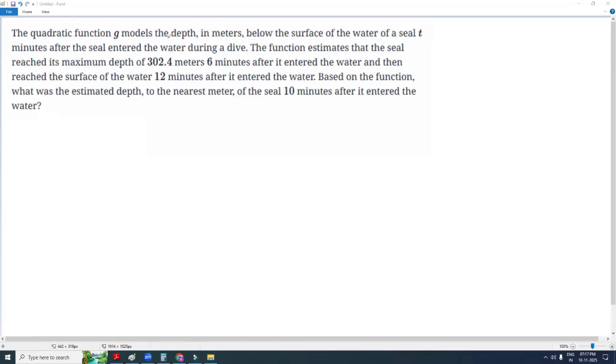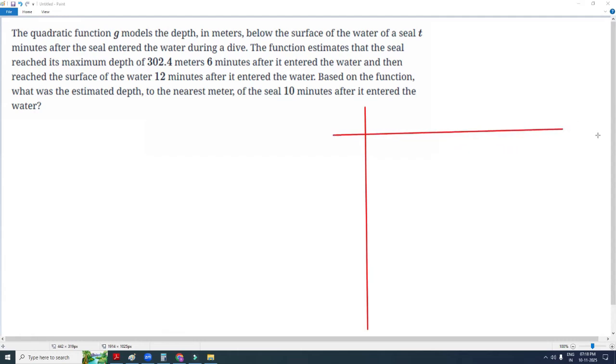The quadratic function g models the depth in meters below the surface of the water of a seal t minutes after the seal entered the water during a dive. The function estimates that the seal reached its maximum depth of 302.4 meters 6 minutes after it entered the water, and then reached the surface of the water 12 minutes after it entered the water. Based on the function, what was the estimated depth to the nearest meter of the seal 10 minutes after it entered the water?